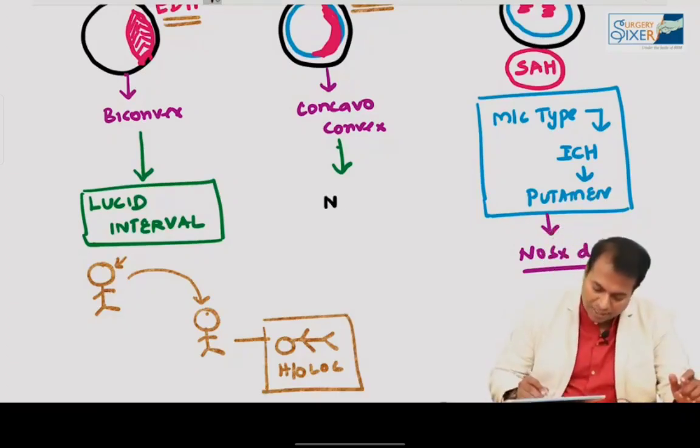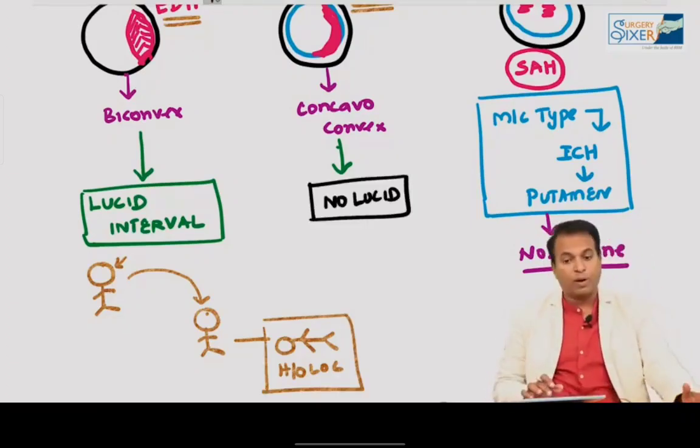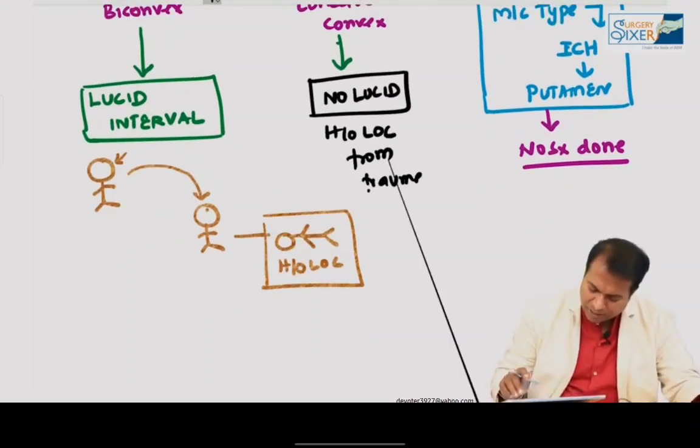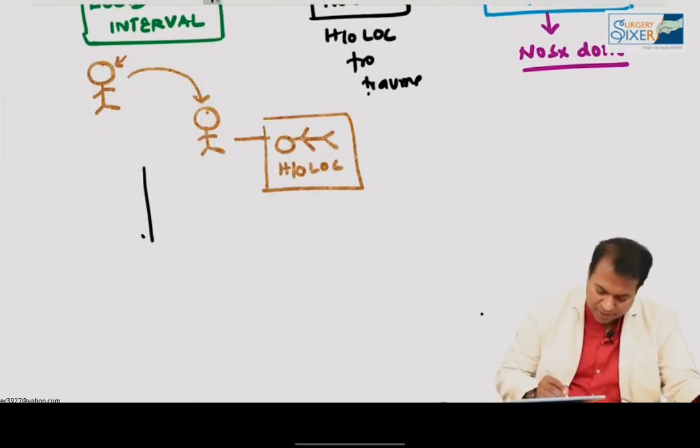In subdural hemorrhage, there is no lucid interval seen. There is a history of LOC from the time of trauma. And what is the reason for EDH? What is the reason for SDH?